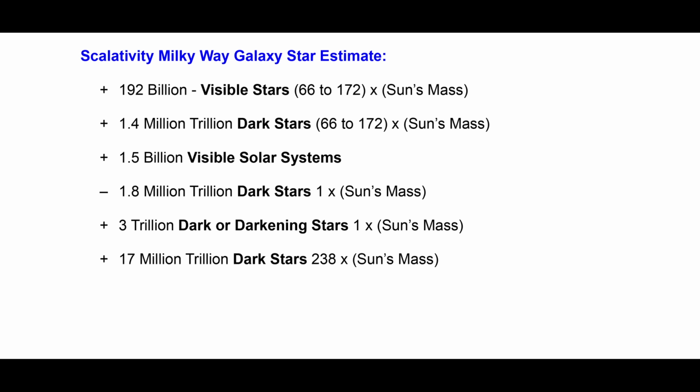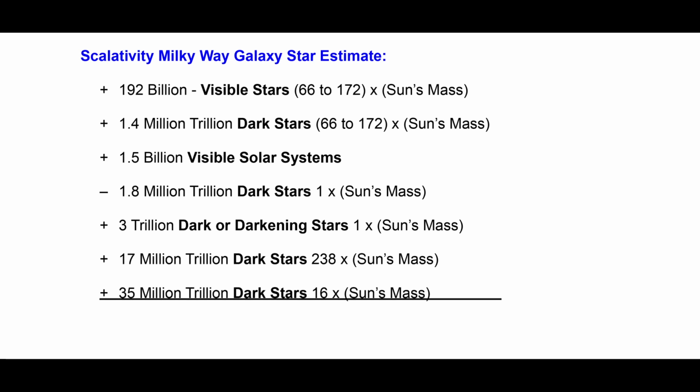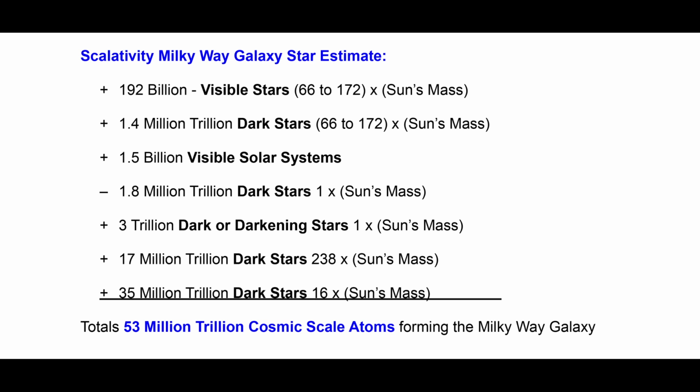17 million trillion cold dark stars with 238 solar masses. These are cosmic scale uranium nuclei. 35 million trillion cold dark stars with 16 solar masses. These are cosmic scale oxygen nuclei. All these add up to 55 million trillion stars in the Milky Way Galaxy. Subtracting out the cosmic scale neutrons leaves 53 million trillion cosmic scale atoms forming our galaxy. A simple dimensional check is made on this fractal model of our galaxy.